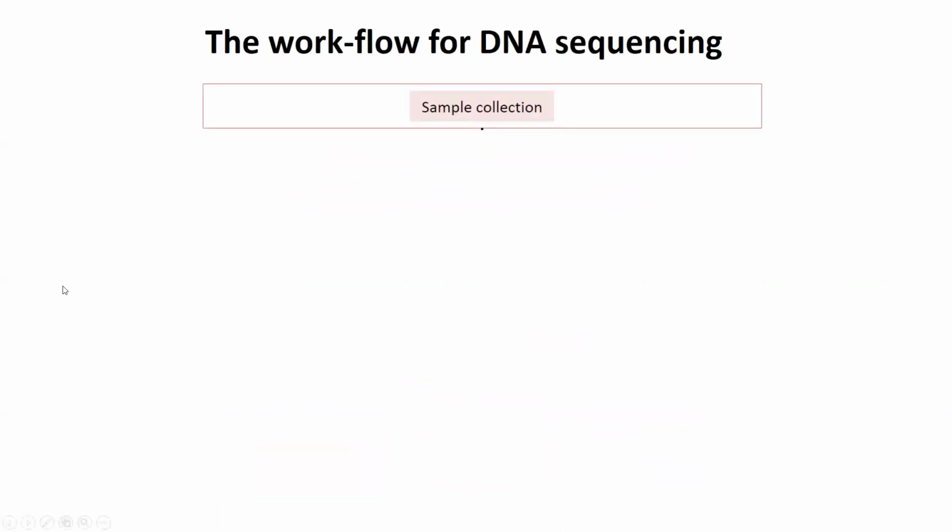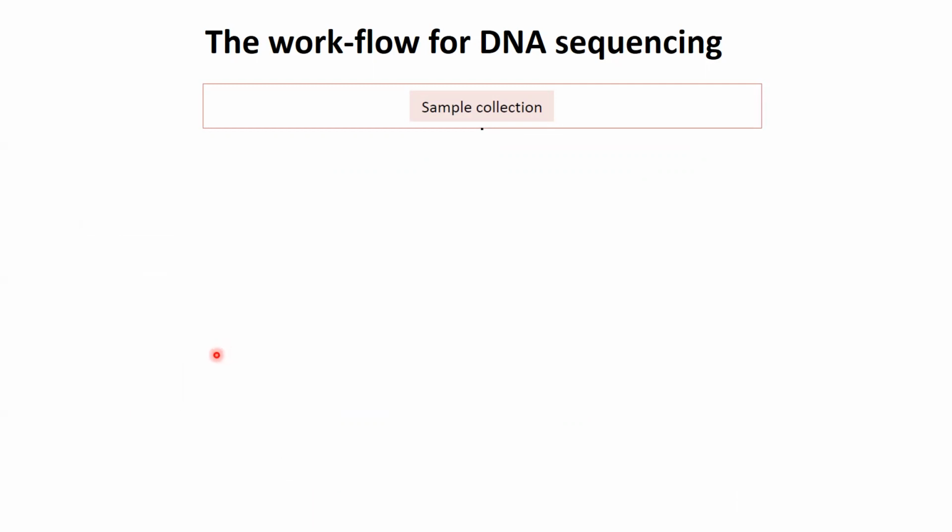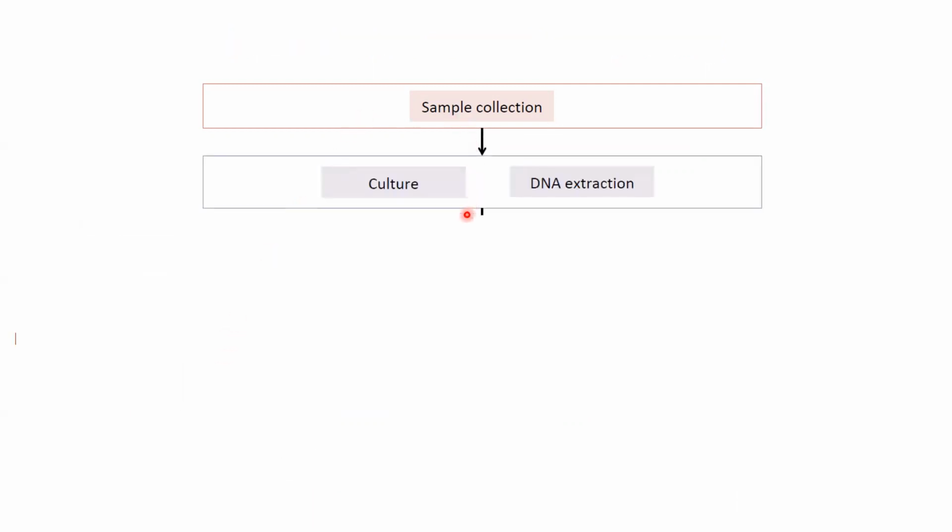I start with a workflow, and we usually start with a sample collection at the clinics. After that sample collection, we typically culture our bacteria and we do a DNA extraction. More and more people are trying to sequence directly from sputum, but still that remains quite challenging. So in most cases, our DNA still comes from a lab culture from a clinical sample.